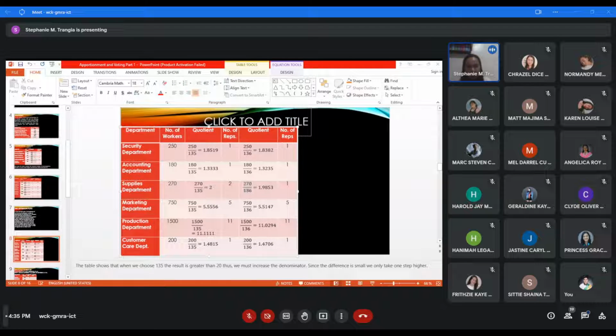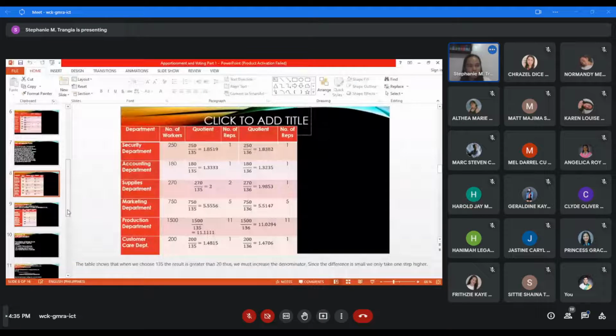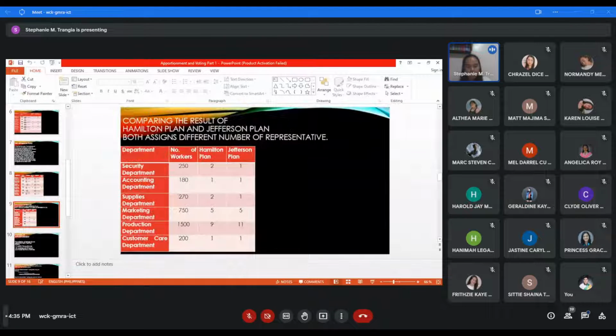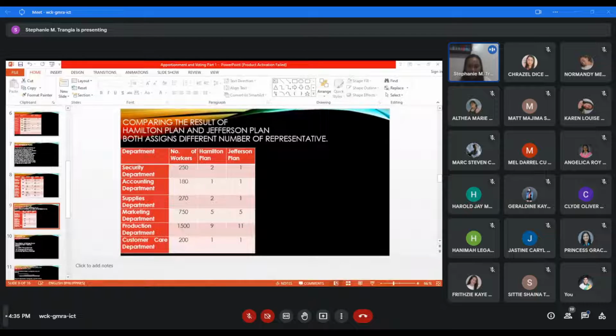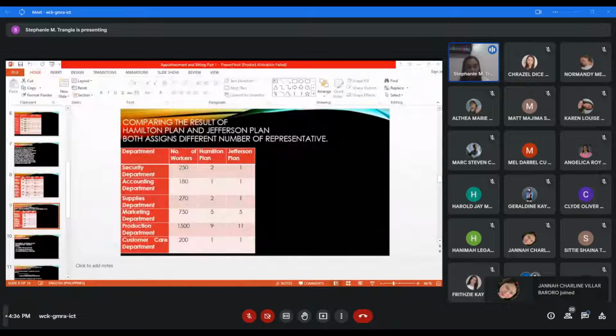Okay, so that's the Jefferson and Hamilton plan. Now let us proceed. Basically, the Hamilton and Jefferson plans give a different number of representatives per department. The values differ, but in general, as you can observe, the higher the number of workers per department, the higher the number of representatives for that particular department. So in statistics, this is proportional allocation, just like in stratified sampling.